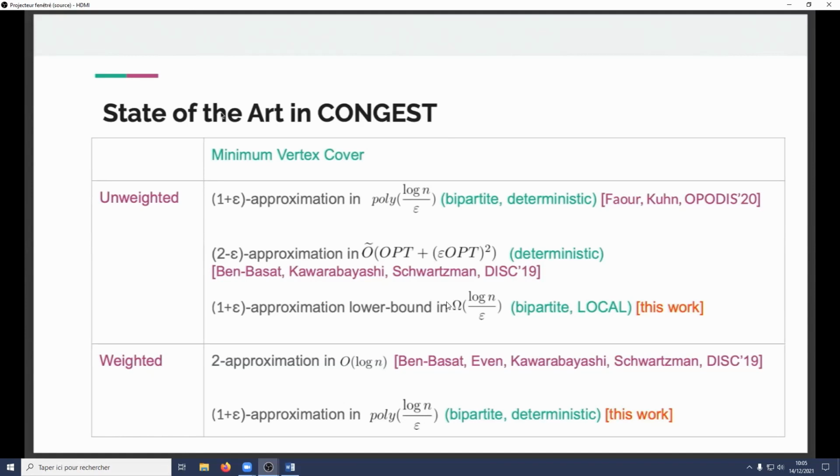approximation. So when it comes to the weighted vertex cover, there we have an efficient 2 approximation by Ben-Basat, Even, Kawarabayashi, and Schwarzman. And we present a 1 plus epsilon approximation, but just on bipartite graphs. The first one is in general graphs. But note that we also provide some generalization to non-bipartite graphs, which you will see later.